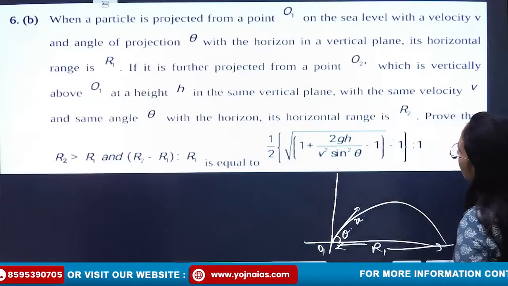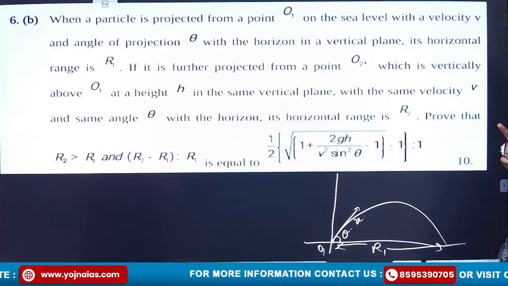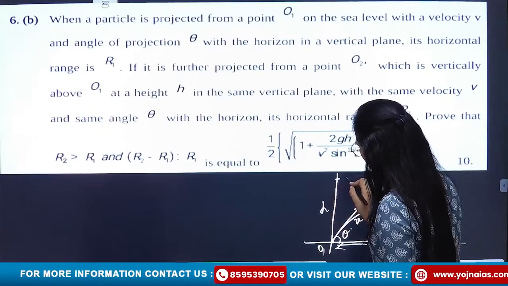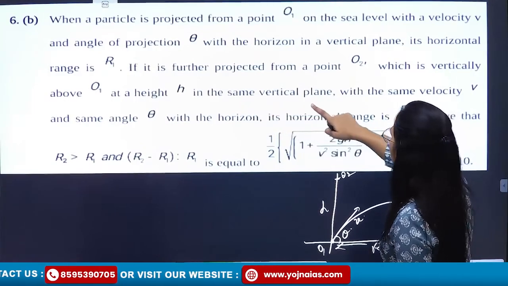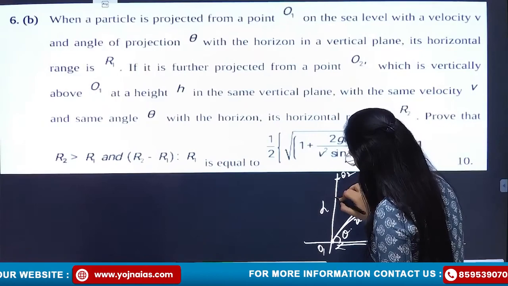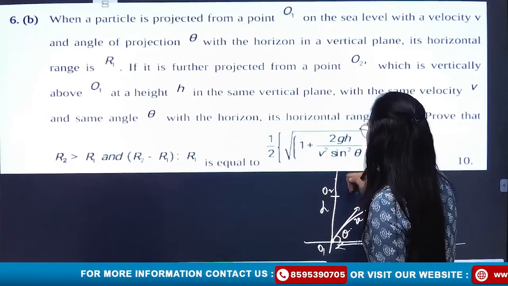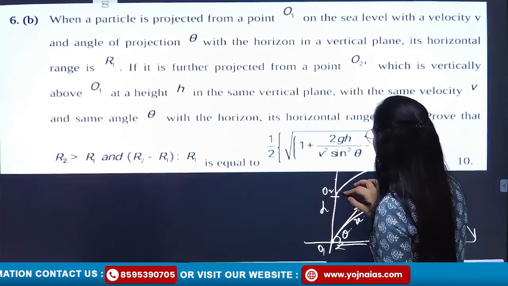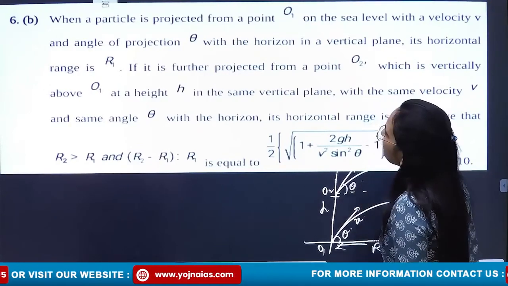range r1 if it further projected from a point o2 vertically above o1, koi is upper point hai o2 at a height h in vertical, o2 point is point. Particle is projected with same velocity and the range is R2.